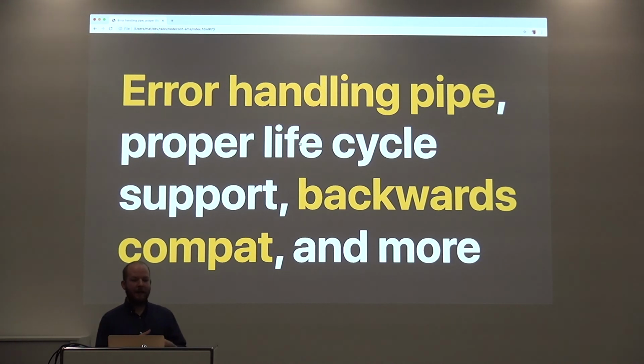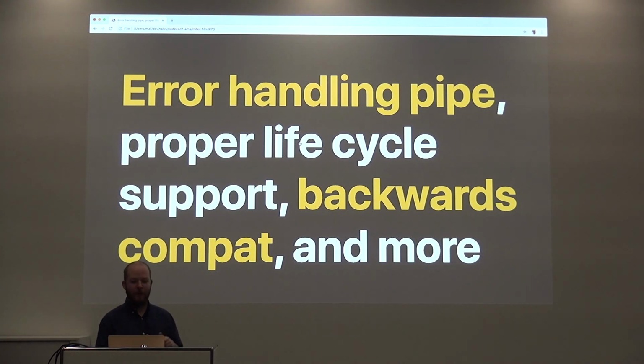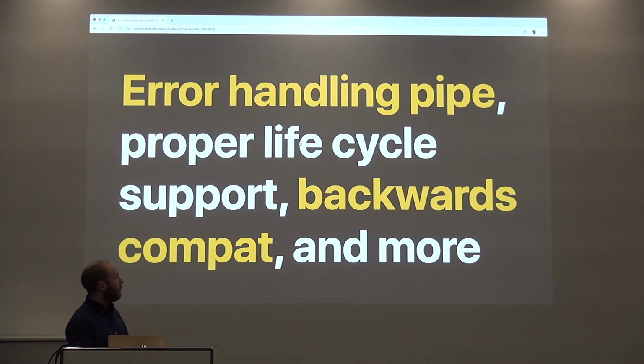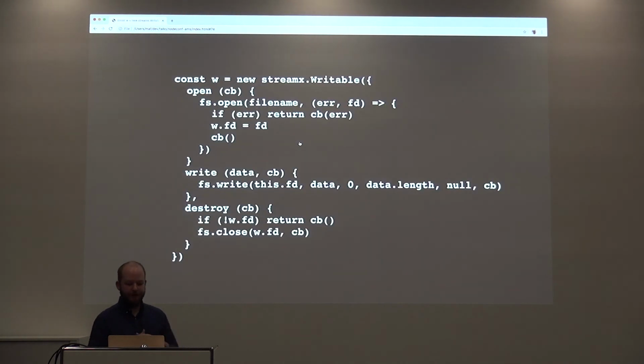It does stuff like error handling in pipes, and proper lifecycle. What I mean by that is that you can actually know when a stream is being opened. You don't know that now. And when it's being destroyed, and that you're not going to have a write during a destroy and all this kind of stuff, which you have to worry about with normal streams. Backwards compat in the module itself is not going to break because it's so simple, and it works with Node and tons of other stuff.